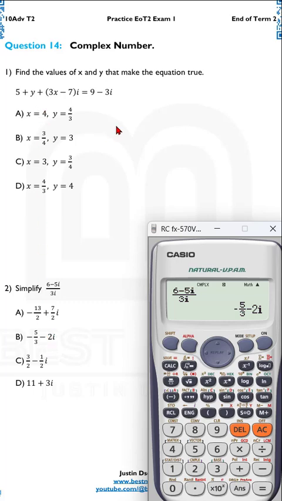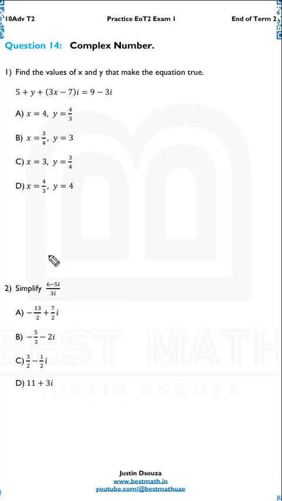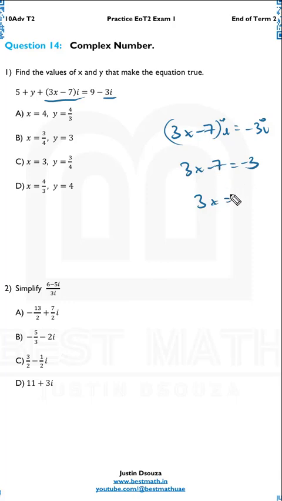But what about the first one? It's better to solve it manually. Look at the real part. Whichever has i is the imaginary part, right? Let's equate that together. It is 3x minus 7i, the whole of i, and that is equal to minus 3i. Both sides of the equals, just equate it. So i cancels off. You will have 3x minus 7 is equal to minus 3. And we solve it up. It will be 3x is equal to plus 7.